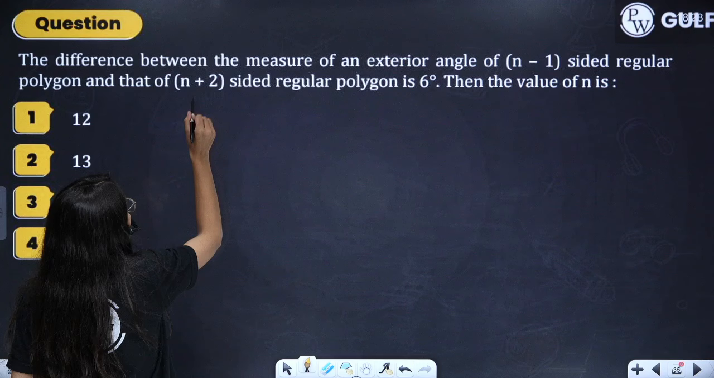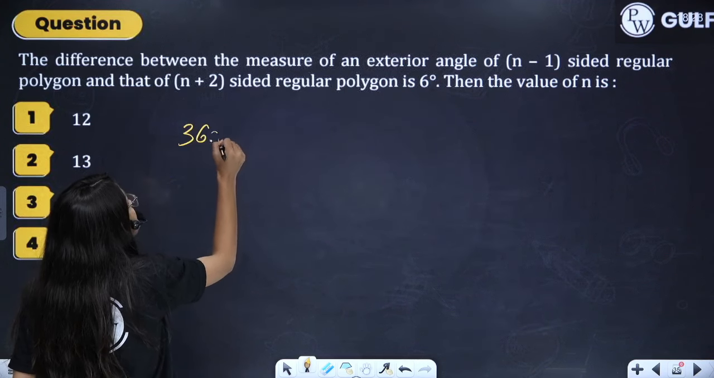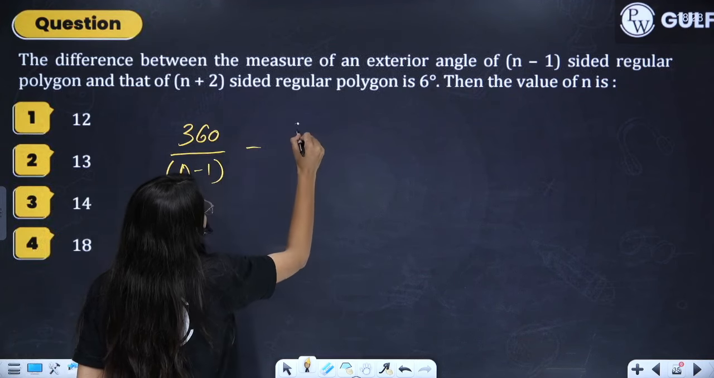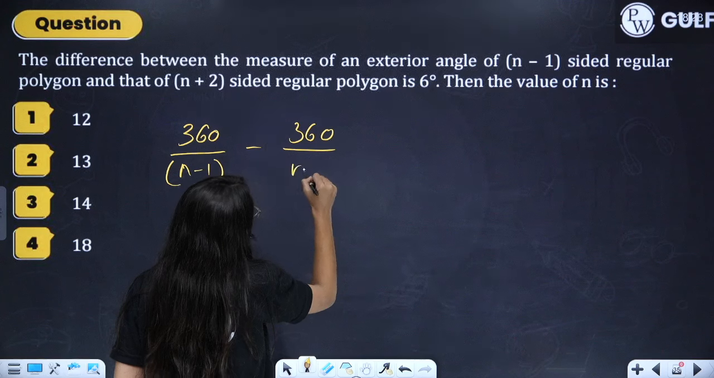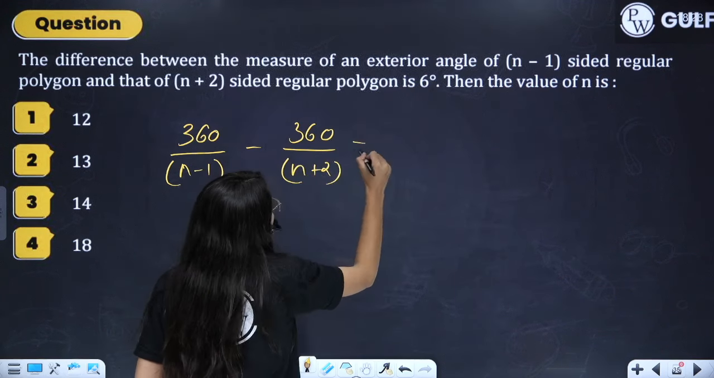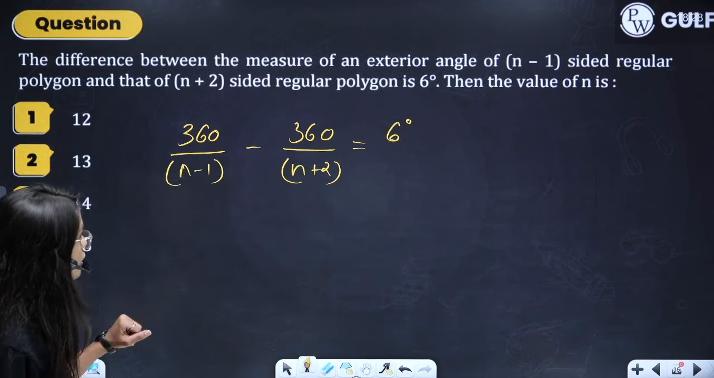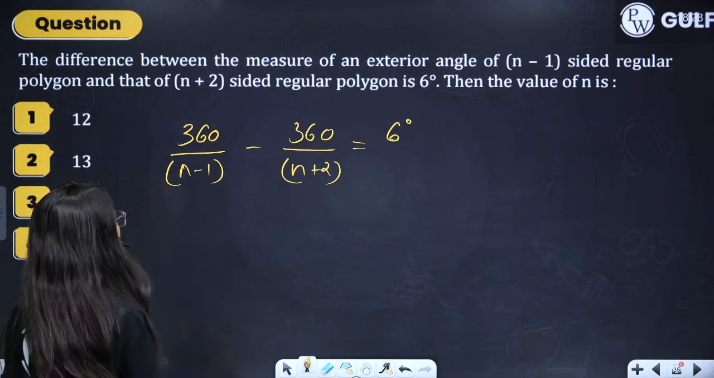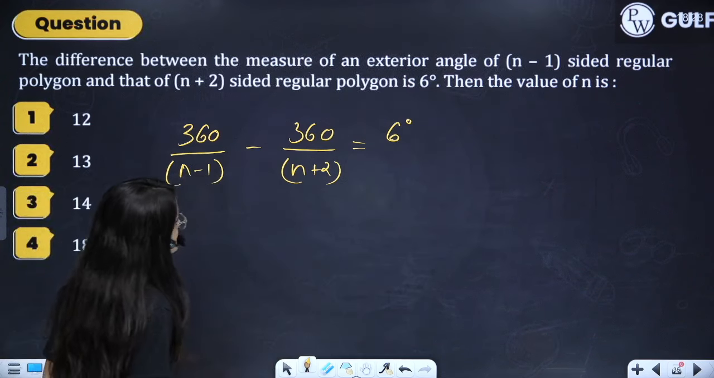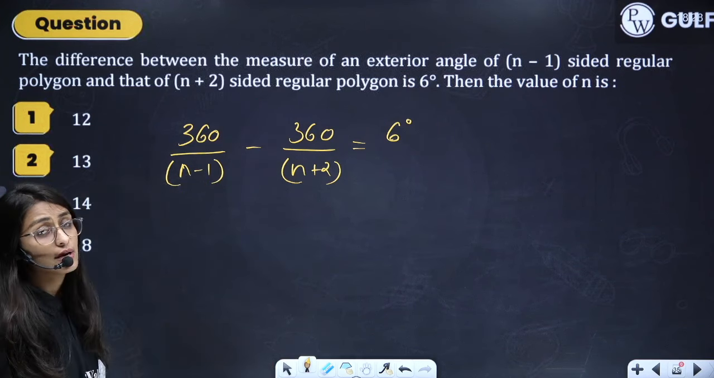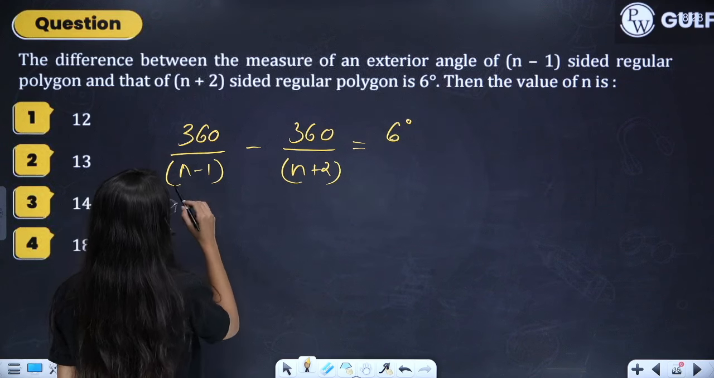So first of all, the angles are 360 divided by n minus 1 and 360 divided by n plus 2, and their difference equals 6. By solving this, we'll be finding the value of n. Yes or no, students? So let us take the LCM. But before taking LCM, I can take this 360 common and transpose it to the right hand side. So I'll just do that.